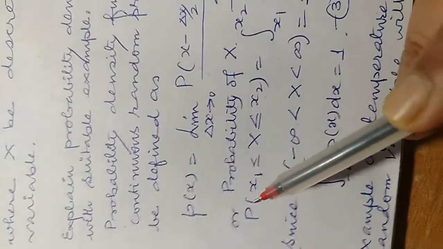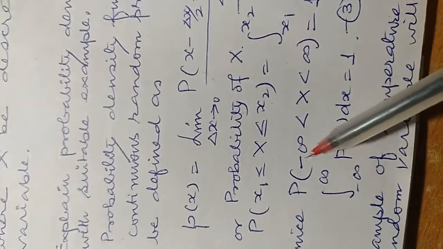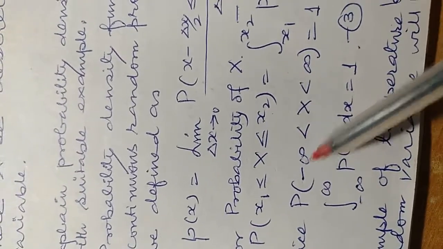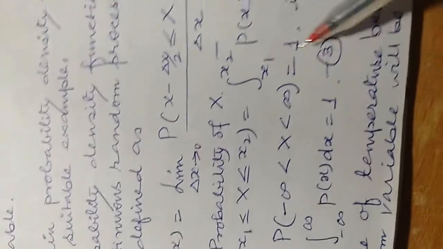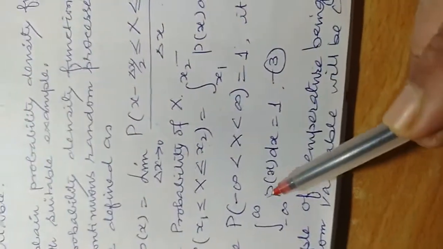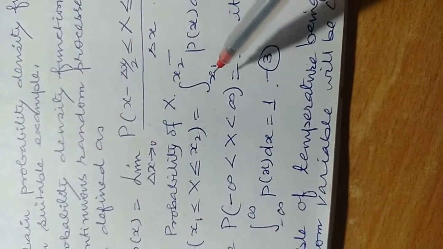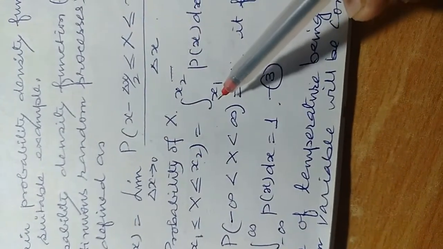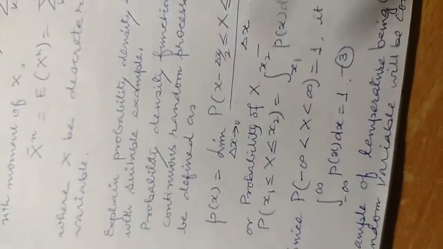Here, if we take the range of the probability distribution function from minus infinity to infinity, where the random variable assumes values from minus infinity to infinity, the probability is equal to 1. It follows that the integration of p of x dx over the range minus infinity to plus infinity also becomes 1. So this is about how the probability density function and the probability distribution function are related.